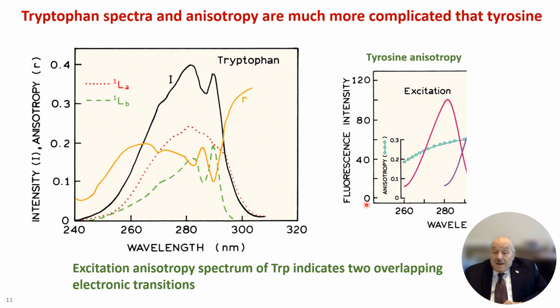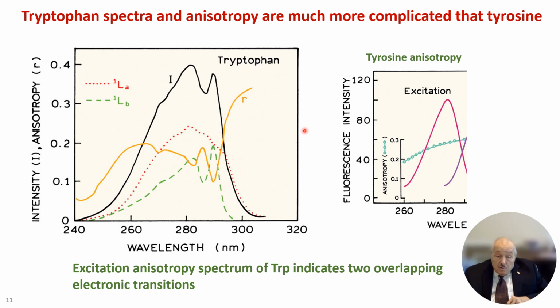And this has been a headache for biophysicists for a long time. I think an unnecessarily large headache for biophysicists. But the current explanation, which I believe is correct, is that tryptophan has two long wavelength absorbing states. One we'll call the 1LB state, and the other one the 1LA state. The 1 meaning singlet states.